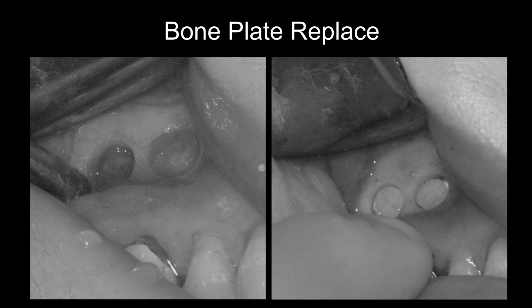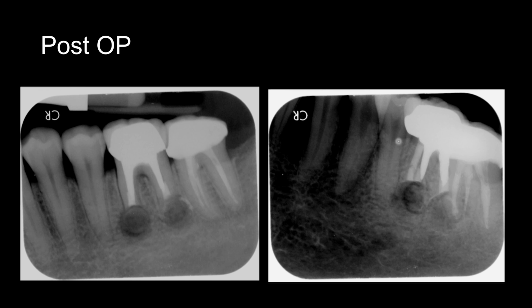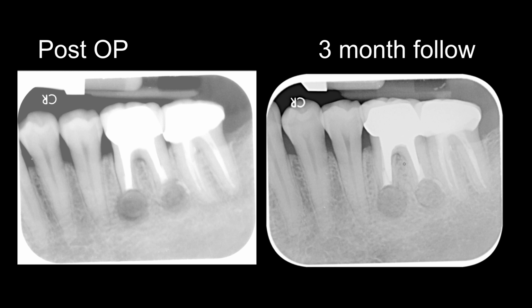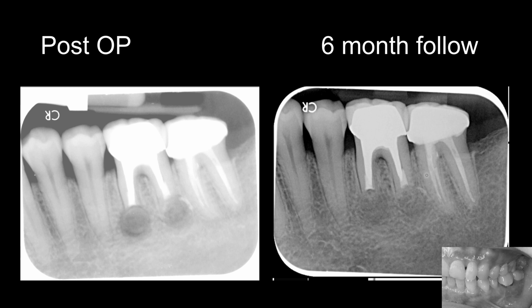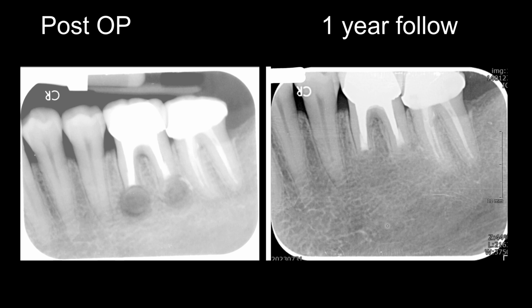And this is the bone plate replacement. This is after I removed the root and I placed the bone back to do like the window technique. This is post-operative. And I got a 3 months follow-up. The bone plate, I think, is going to grow back, and at 6 months you can rarely see the apex, the lesion. And this is after the 1 year follow-up. You can see total healing with bone. You cannot see the lesion anymore.